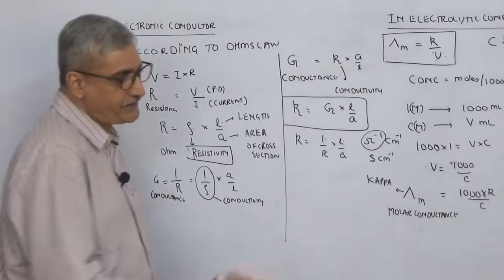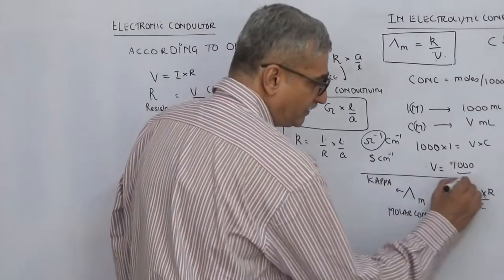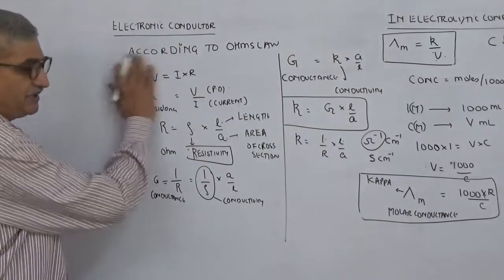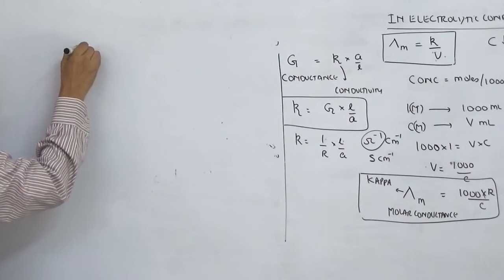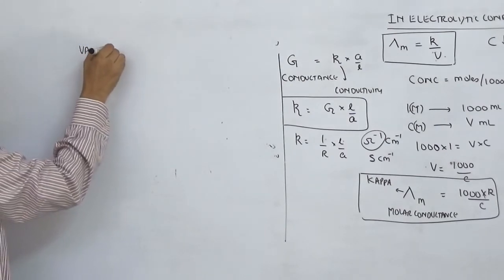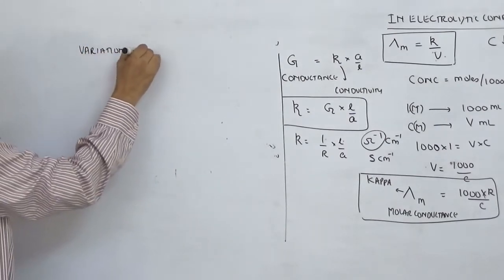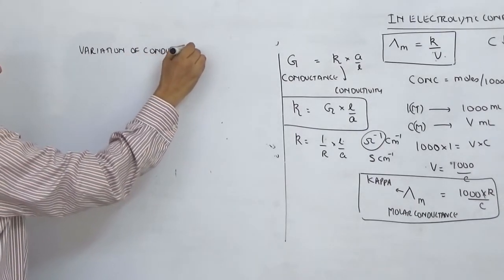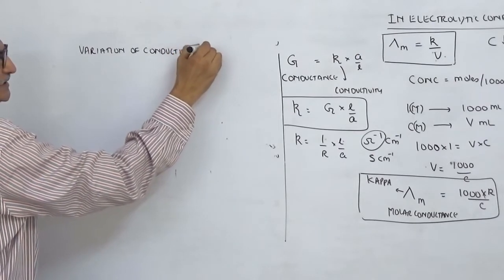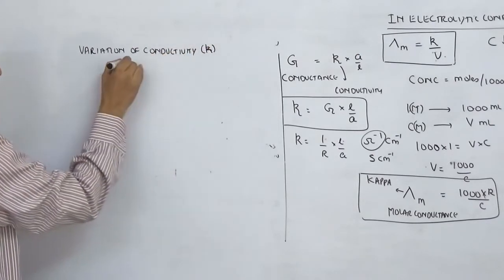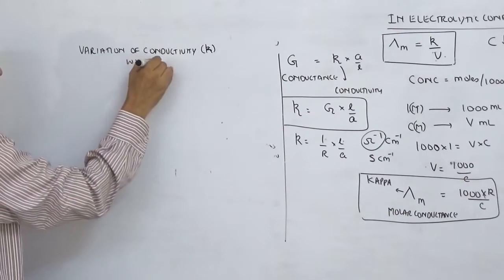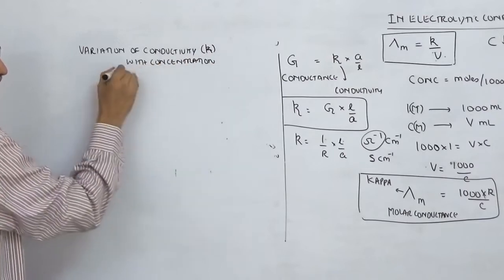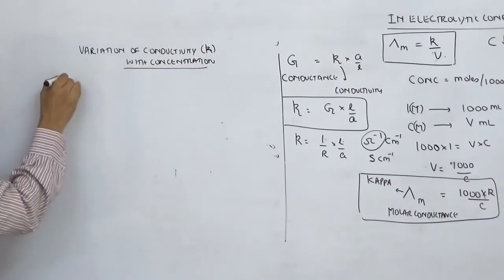Now, this was one equation that we got. Okay. Now, I'll start talking about variation of conductivity. So, your conductivity is K with concentration. So therefore what happens? First we have to define what is conductivity.